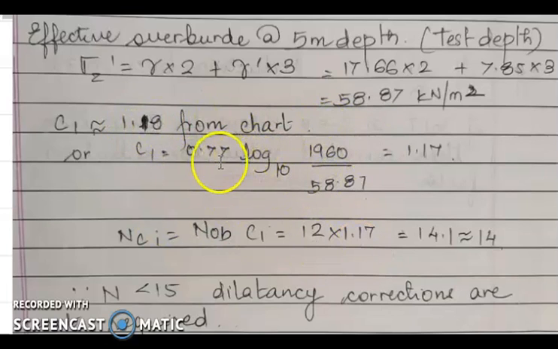If I use this equation, I get 0.77 log to the base 10 of (1960 upon 58.87). So that I get is 1.17. If I consider 1.17, then my correction for overburden will be NC1 equals the observed N value, given in the problem as 12, into this correction, which gives me 14.1. I'll approximate this as 14. Now NC1, 14, is less than 15. If you remember the criteria for applying dilatancy, if NC1 was less than 15, dilatancy corrections were not to be applied. So we do not go ahead with dilatancy corrections.